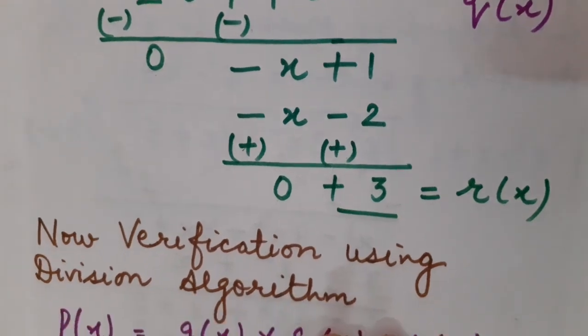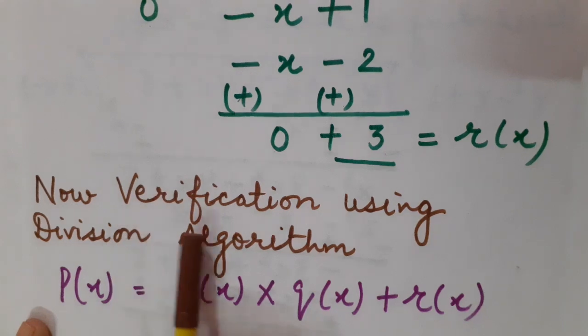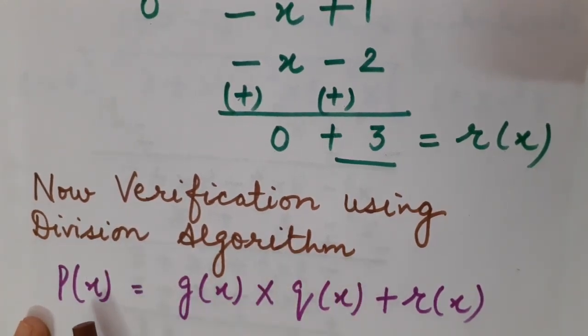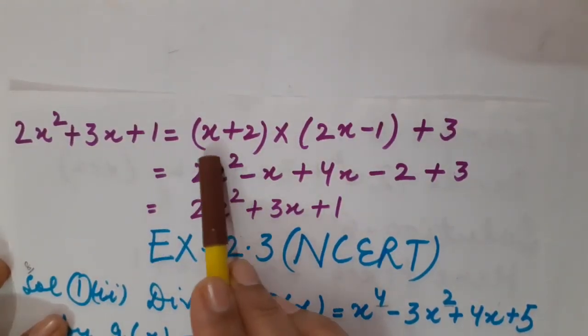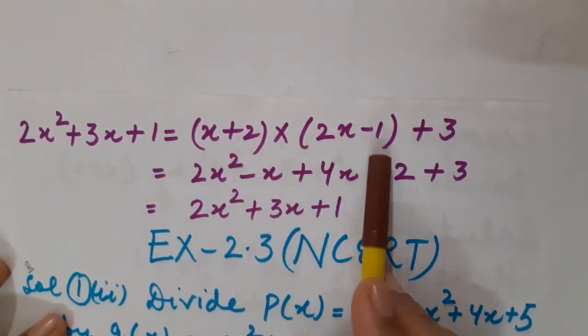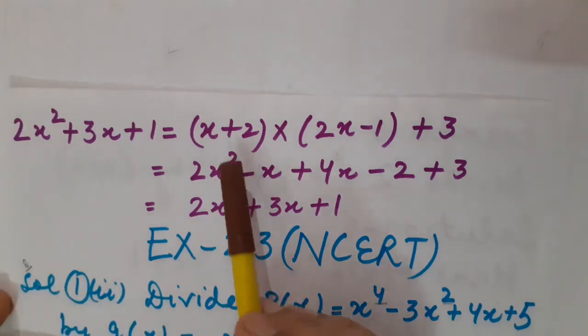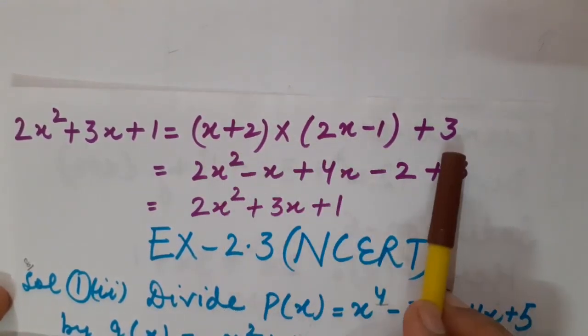Now children, as I told you, division algorithm is basically the way to verify. Now I am going to begin the verification using the division algorithm. So what is the formula of division algorithm for polynomials? That is P(x) is equal to G(x) into Q(x) plus R(x). Now children, we had G(x) as x plus 2 into 2x minus 1, that is Q(x), plus remainder. Fine. So you have to multiply both of these expressions because we have to apply BODMAS.